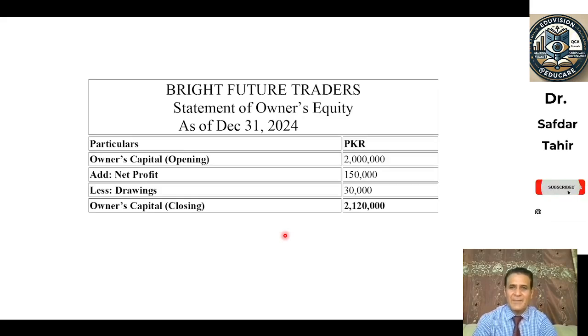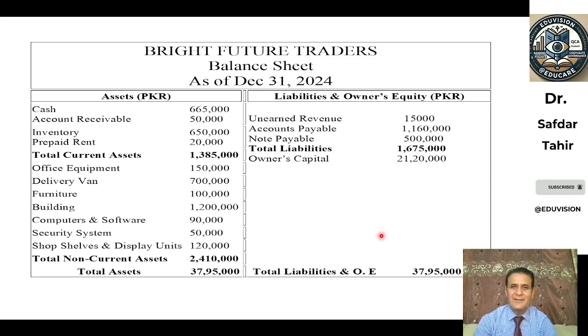Then there is owner equity. We close the net profit account into owner equity, and it becomes the owner's capital, the new owner's capital. The new owner's capital at closing of 2024 is 21 lakh 50,000. So this is the balance sheet. It will give you the true picture, and we are going to reach this stage.